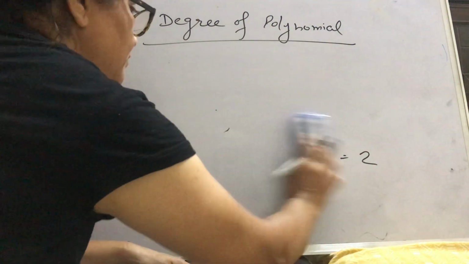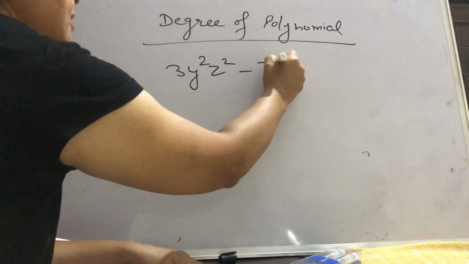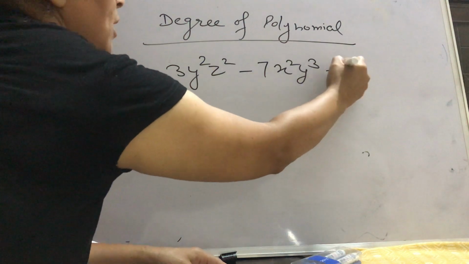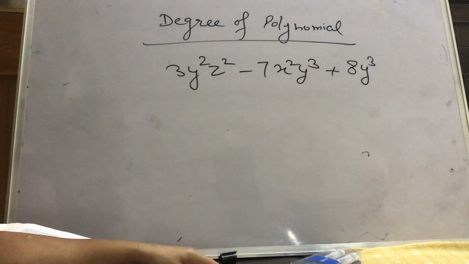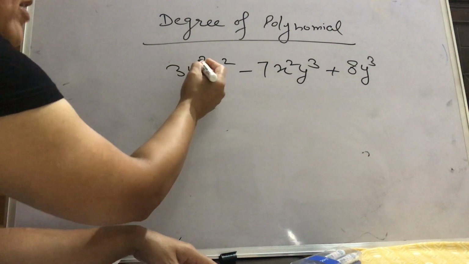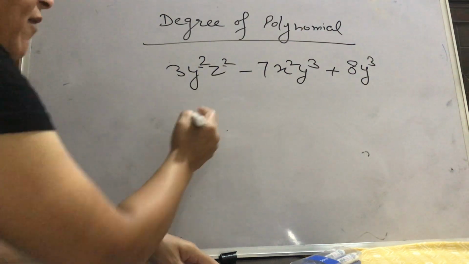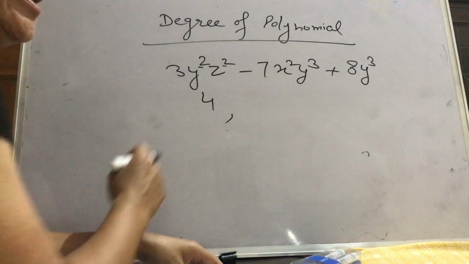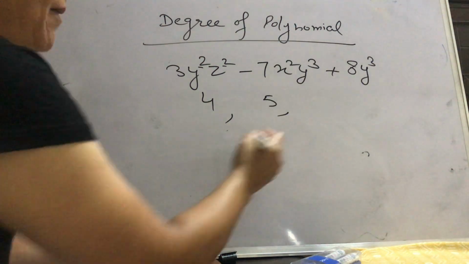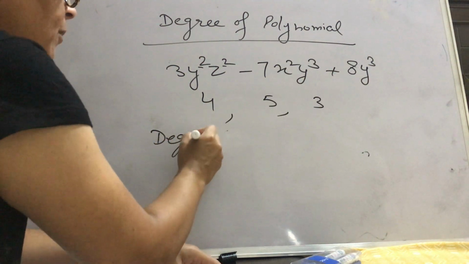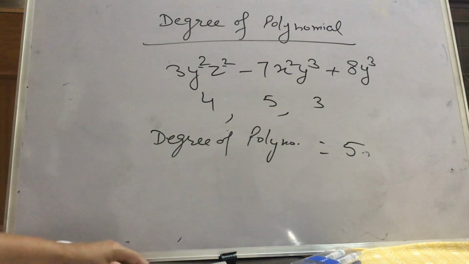One more example. 3y square z square minus 7x square y cube plus 8y3. Now this is again a trinomial. The first term is having the degree 4, because y has 2 power, z has 2 power. The total will be called 4. The second term is having the power 5, 2 and 3, 5. The third term is having the power 3. Then the degree of the polynomial will be the highest degree, that is called 5.